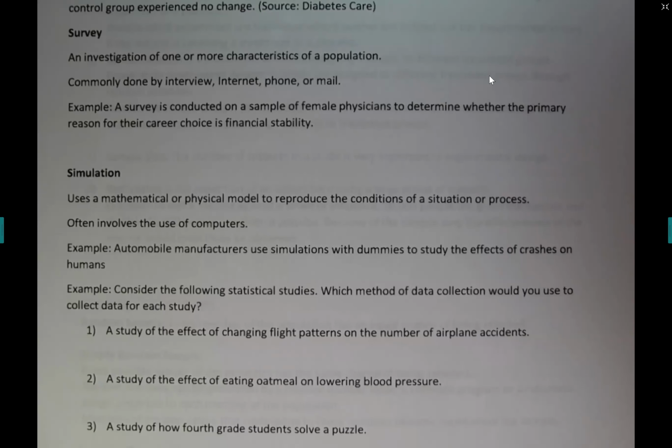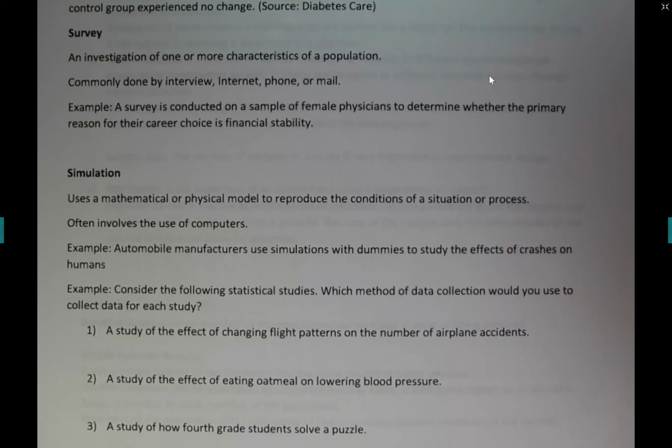So here's an example. Automobile manufacturers use simulations with dummies. They're not gonna bring real people and see what will happen if two cars collide, because there's a chance that the person will die or will get severely hurt. So to study the effects of crashes on humans, that's how they do it. They use simulations. They put dummies in the cars. And I think you've seen that, guys, before.